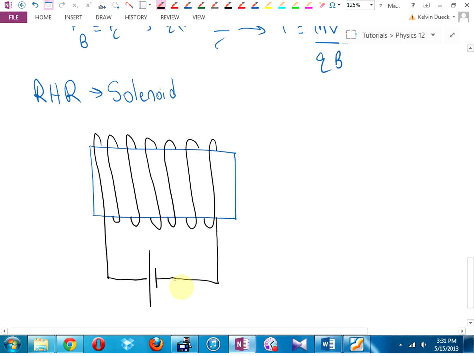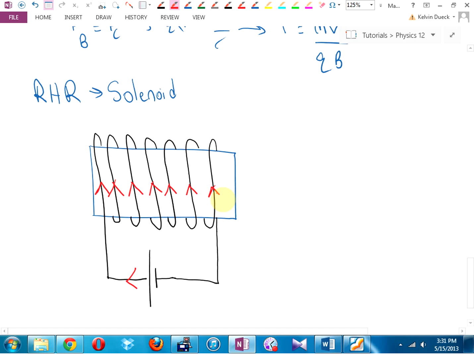But for now, that means that if I follow the current that way, that way, that way, that way, yes? That's it. Question? I haven't done the right-hand rule yet, but do you see where the red arrows came from? I'm imagining the current flowing through.